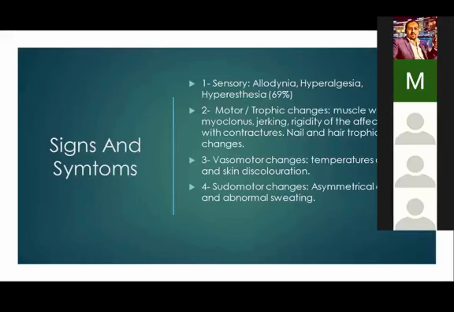There are vasomotor changes as well, such as temperature and skin discoloration. You will find that the skin is either very cold or very hot, and usually the skin temperature change is within 1 degree centigrade. And the discoloration could be blue or red, and you can see the difference very well compared to the other side. Pseudomotor changes in the form of asymmetric edema and abnormal sweating. Usually these patients are very sweaty in the hands or feet, and you will find the edema as well.